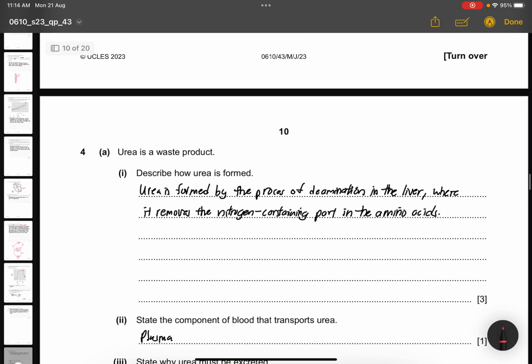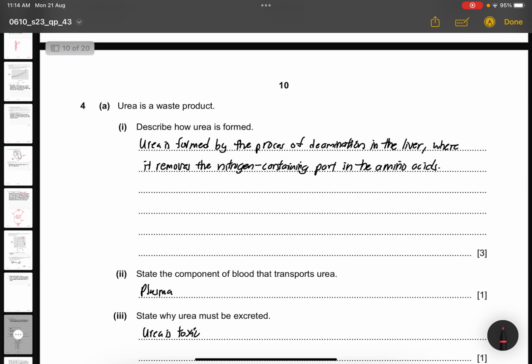Alright. Question 4a. Urea is a waste product, so this is excretion in humans. Part 1. Describe how urea is formed. Urea is formed by the process of deamination, 1 mark, in the liver, 1 mark.